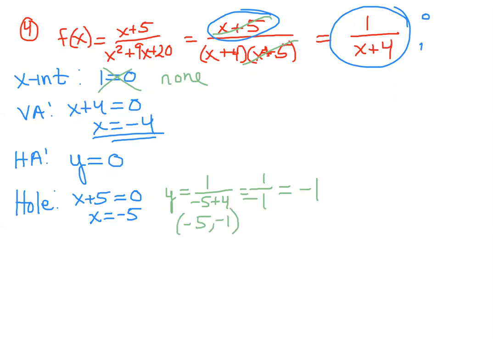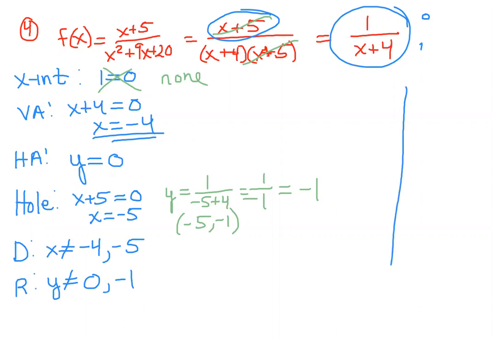Sorry about that. And then our domain has to go with our vertical, x not equal to -4, and our x value of the hole. So there's 2 things that x can't equal. And our range is our horizontal and our y value. So there's 2 values there. And let's see what this is going to look like. I gotta draw that better.